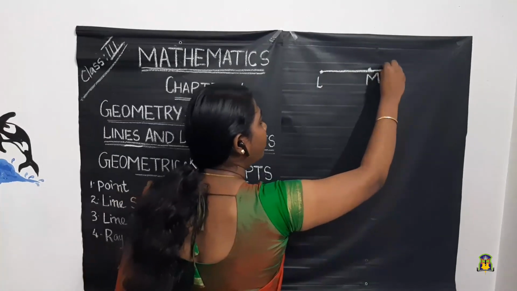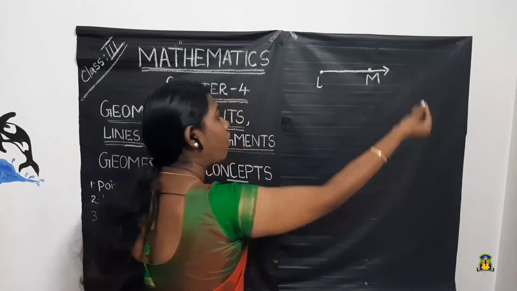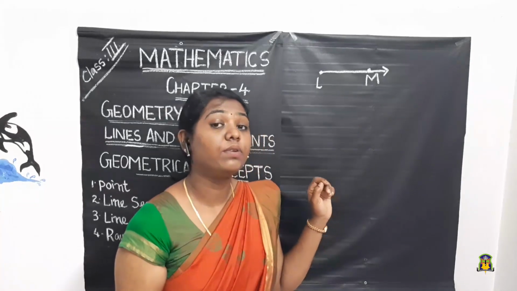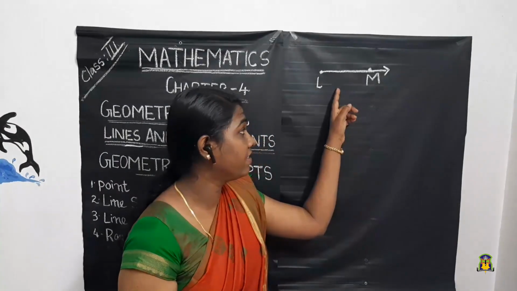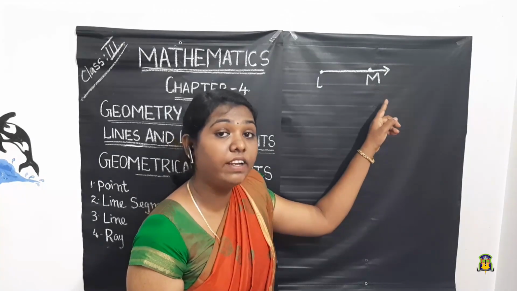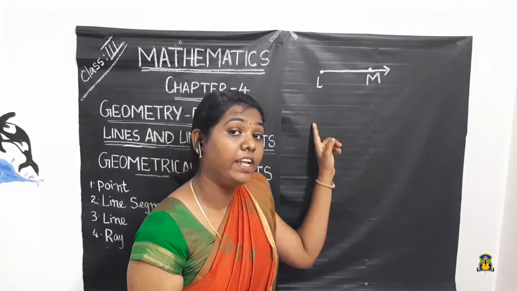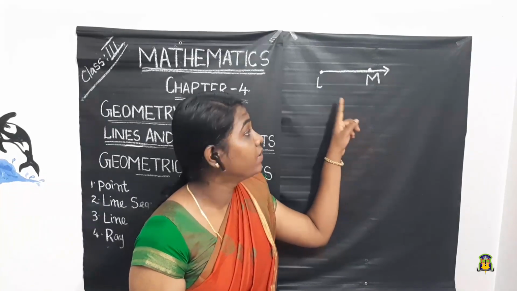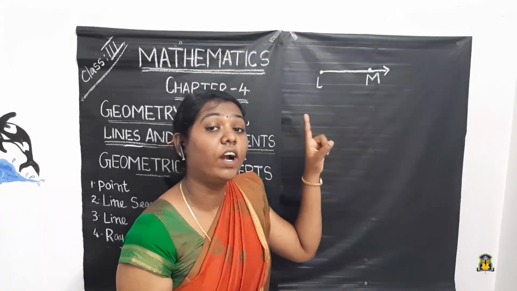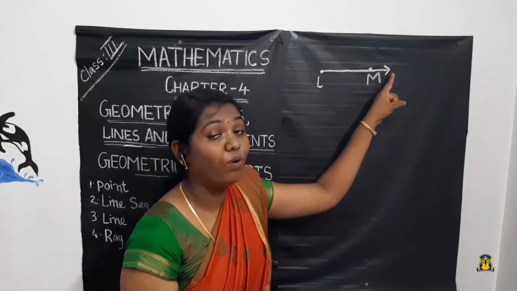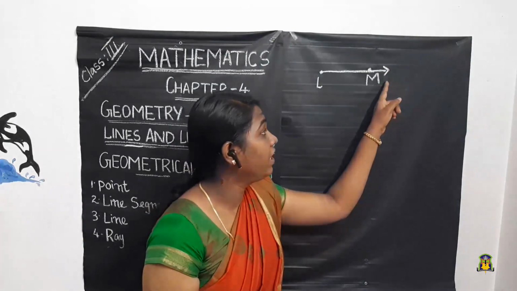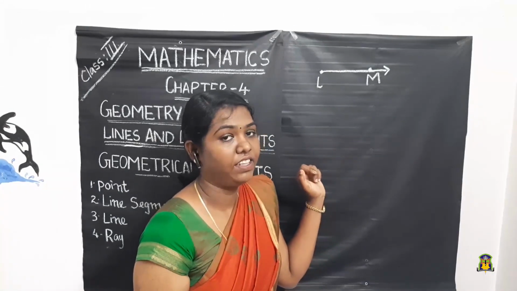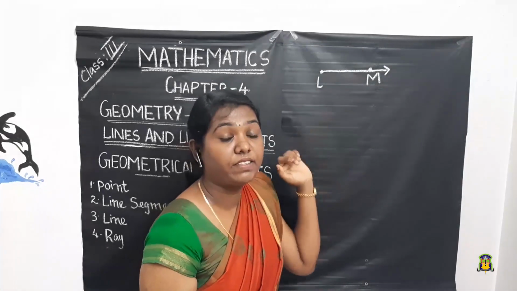Now I am going to draw an arrow mark on one side. Okay, so the meaning of arrow mark is that it goes endlessly. But here you can see the arrow mark is only in one direction. But in the case of line, we are having 2 arrow marks in both directions. So in the case of ray, we only have 1 arrow mark, in only one direction, meaning it goes endlessly in one direction.